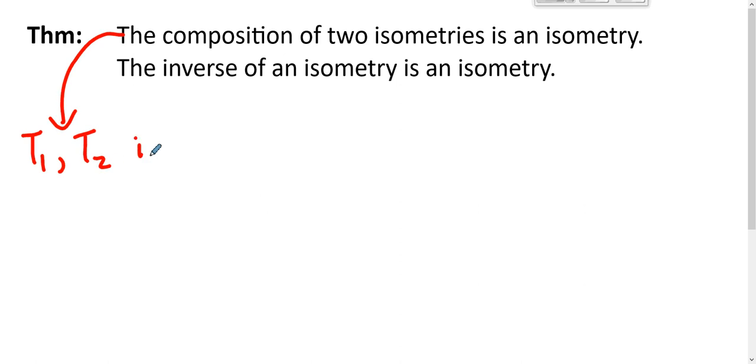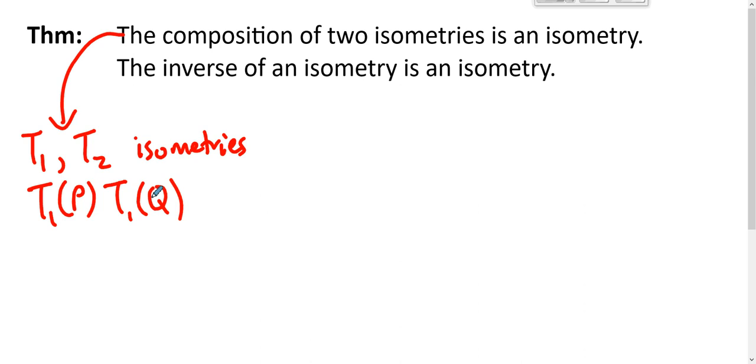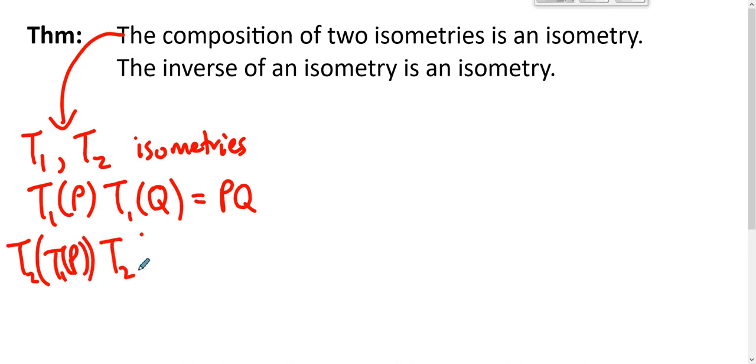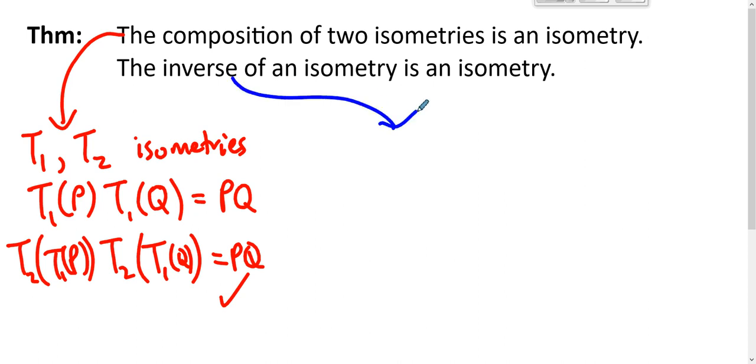We assume that T1 and T2 are isometries, then we know that the distance between the image of P under T1 and the image of Q under T1 is the same as the distance from P to Q. And so then we know that if we do T2 to T1 of P and we do T2 to T1 of Q, then that keeps this distance whatever it was before, and whatever it was before is PQ. So that's great.